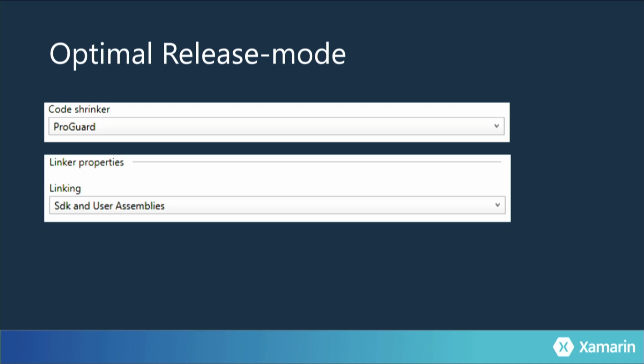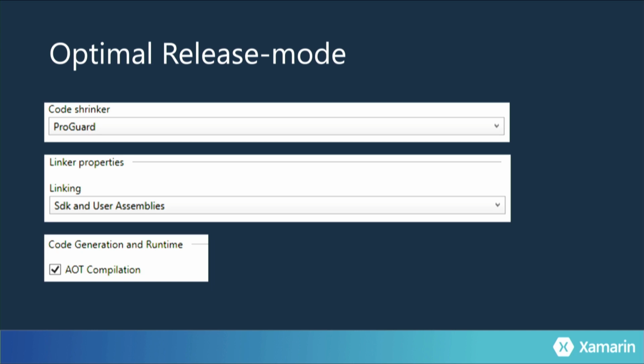And if you're in a release build, you might want to consider doing the full linker option here, which is SDK and user assemblies. And there may be some tweaks you have to do to get that to work in your app. Probably not. Most apps, I've turned that on, it just works. What you'll see is on startup, you might get a crash that says missing method exception, and it should tell you what type was missing. And so you should be able to add an exclusion for that.